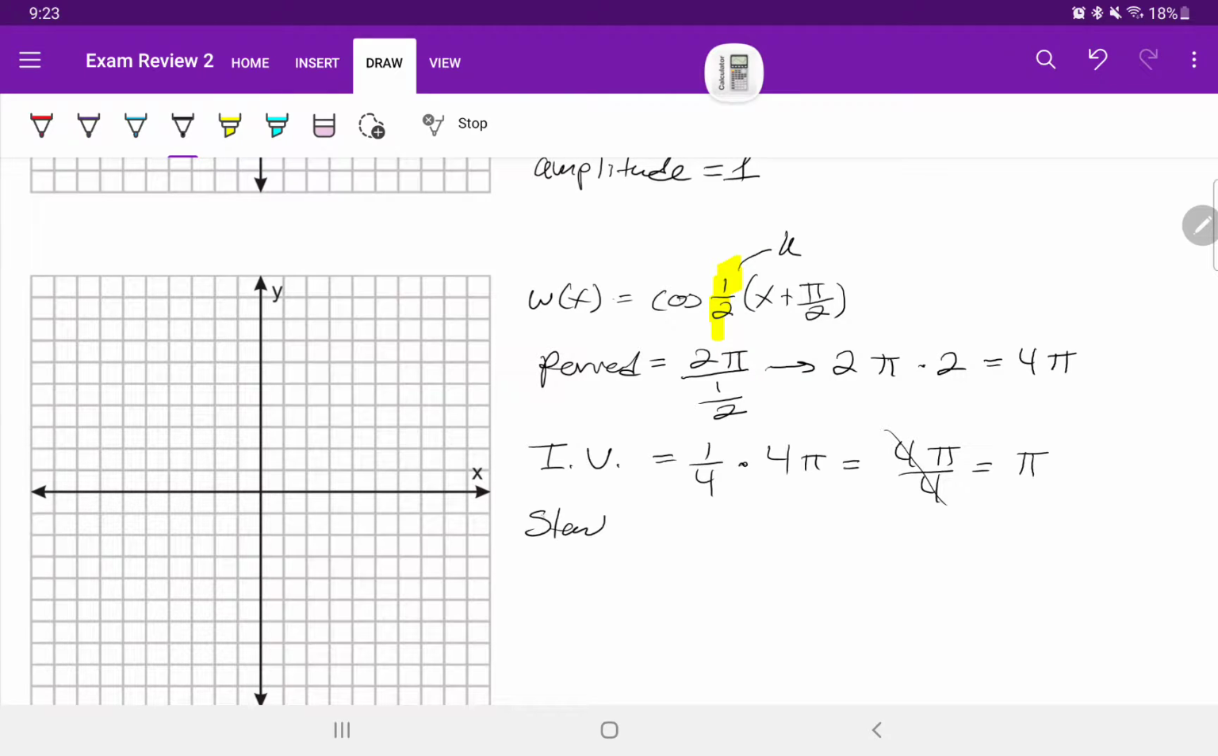The starting value, and that's based on the horizontal shift. Because there's a value being added to the variable of x, because we're adding pi over 2 to the variable of x, we're going to shift the function pi over 2 units to the left. And when I shifted pi over 2 units to the left, we're going to start at negative pi over 2. And that's the first grid value.